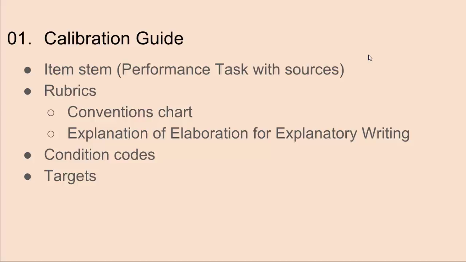So in item 01, the calibration guide, you have the item stem for your grade level, the performance task and sources your students saw. You have the rubrics, and some support material for the rubrics are the conventions chart that shows the convention expectations for your grade, and the explanation of elaboration for explanatory writing, which is a newer document for us. You also have a document about condition codes, what to put into Illuminate if a student did not write to the task at all, and a targets document that helps us link targets, claims, and standards.